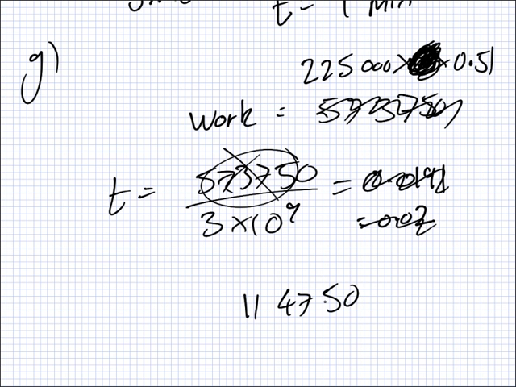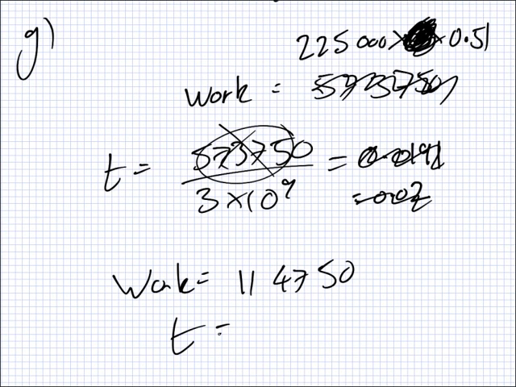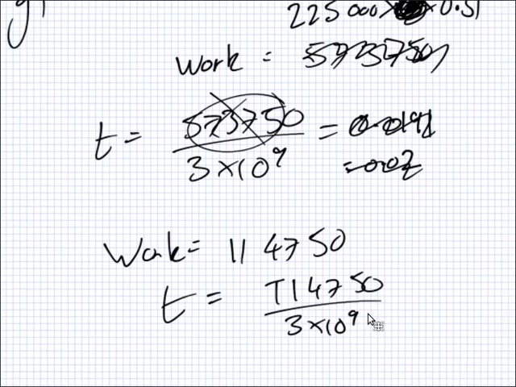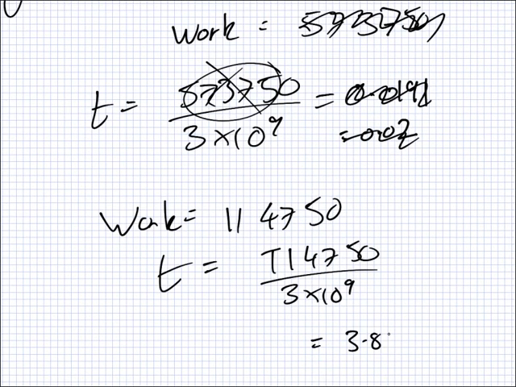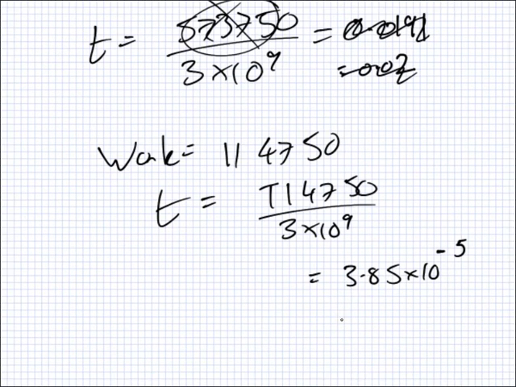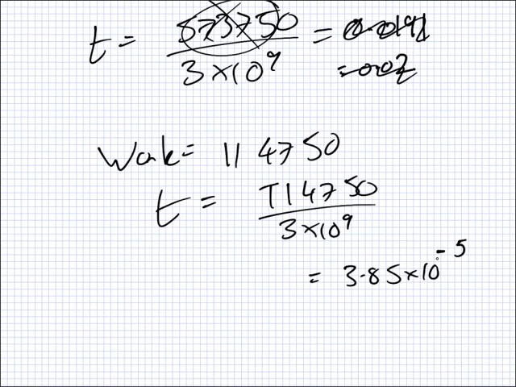114750. That's what the work is. Okay, thank you, Siba. And the time will be 114750 divided by 3 times 10 to the 9. 3.55, 10 to the minus 5. Like this. 10 to the minus 5.